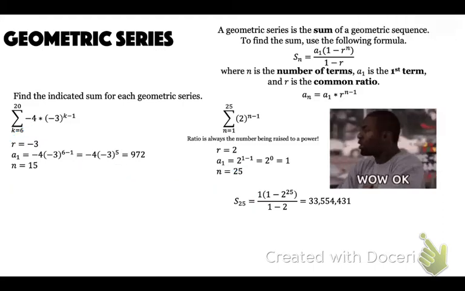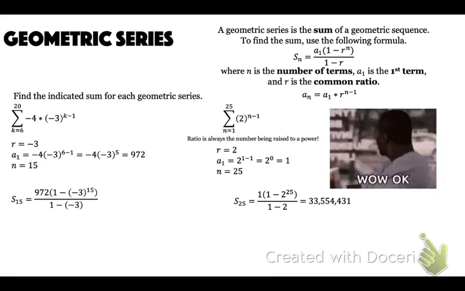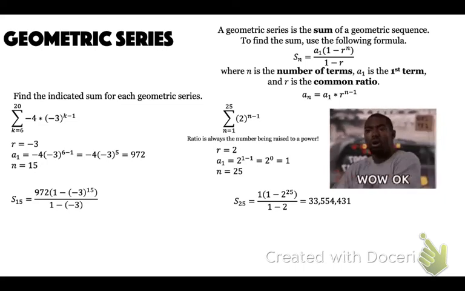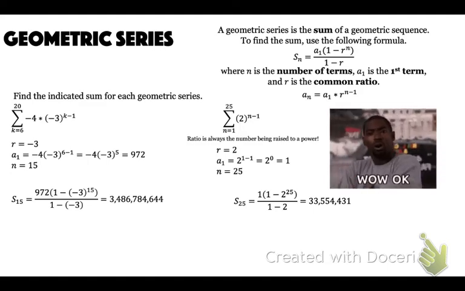Okay, so now I have 972 times 1 minus negative 3 to the 15th power over 1 minus negative 3. We get that other giant number. So now it's 3 billion.